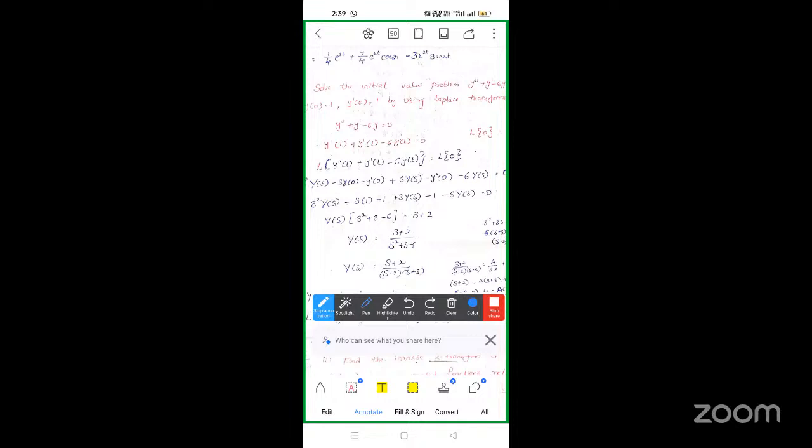And also we can apply the initial conditions, y dash of 0 and y of 0, which are 1 and 1. So Y of s is common: s square plus s minus 6. The remaining terms are s plus 2, so that is equal to s plus 2.